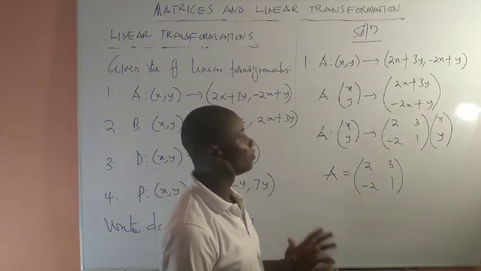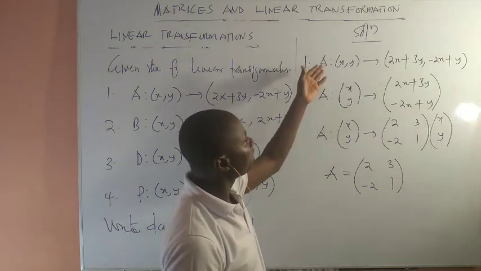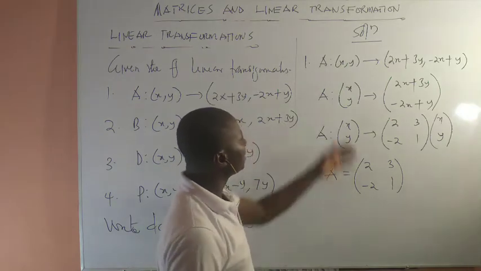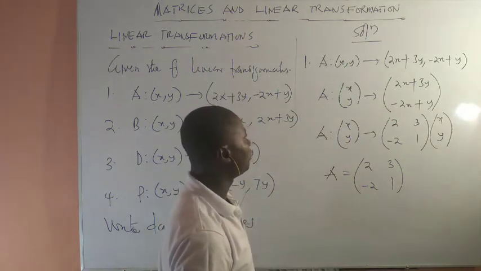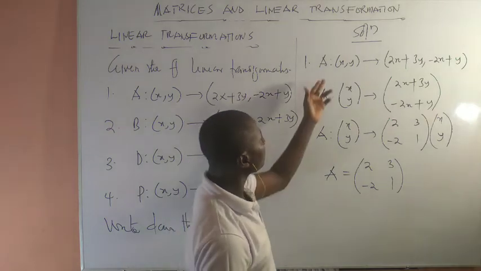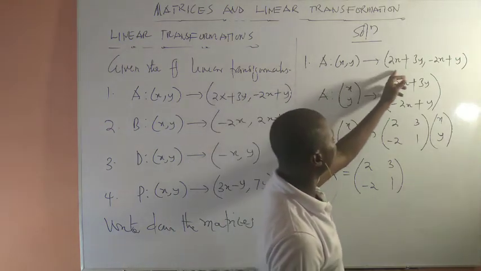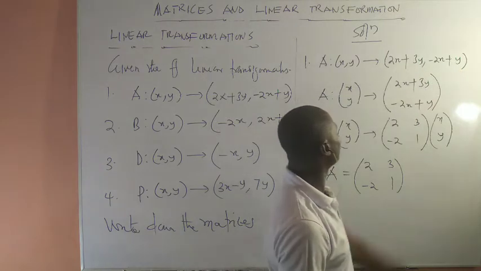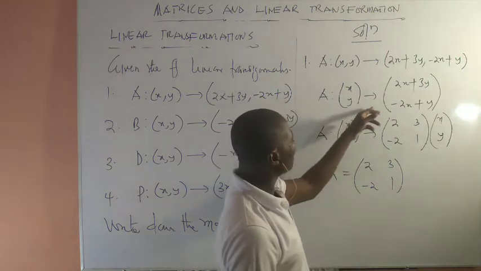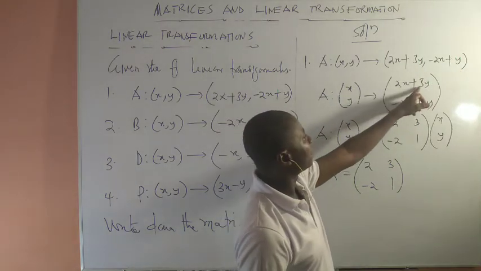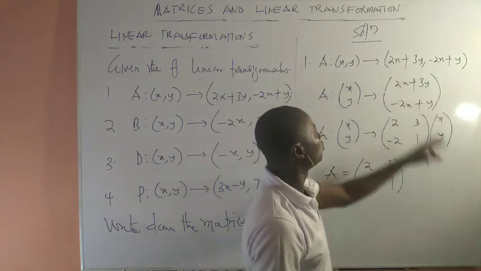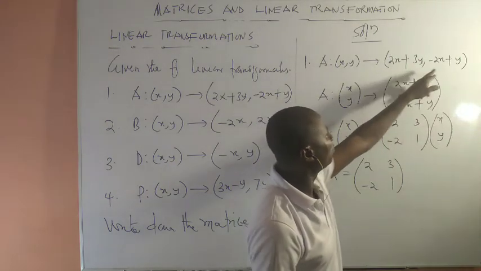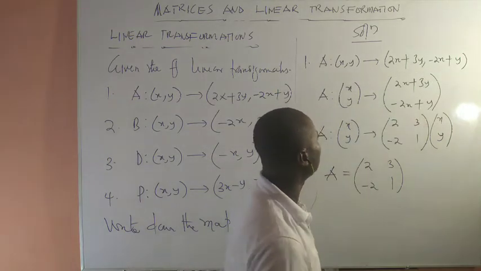I guess by now you understand what is really happening. So if you're given a linear transformation, this is how you deduce your matrix out of it. Don't forget, A of (x, y) maps to 2x plus 3y, minus 2x plus y. I told you that the comma separates the first row from the second row. So we have 2x plus 3y up there, then minus 2x plus y down here.